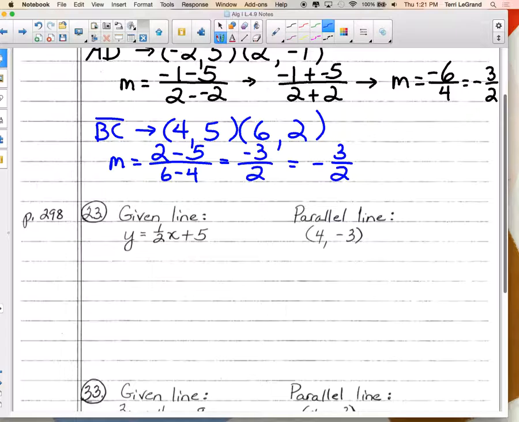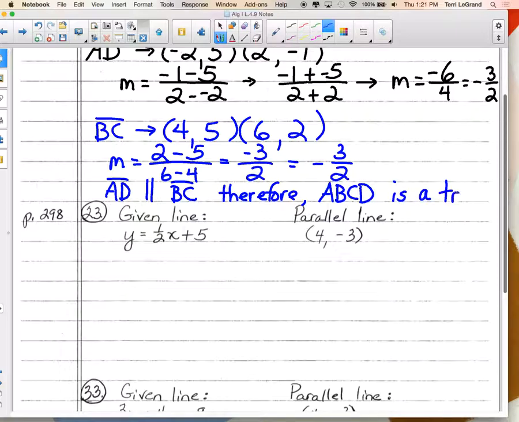I got -3/2. Anybody else? So what does that tell us? Good question. It tells us that line segment AD is parallel to line segment BC. Therefore, quadrilateral ABCD is a trapezoid. Yes, Carter? Could you get them either positive or negative?